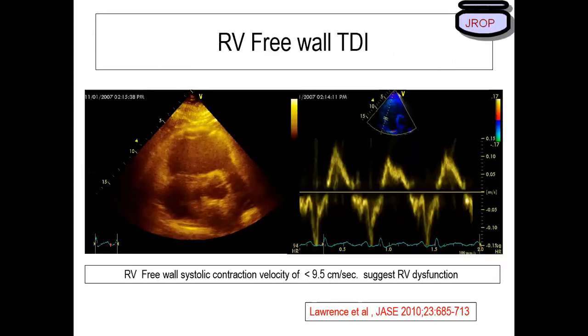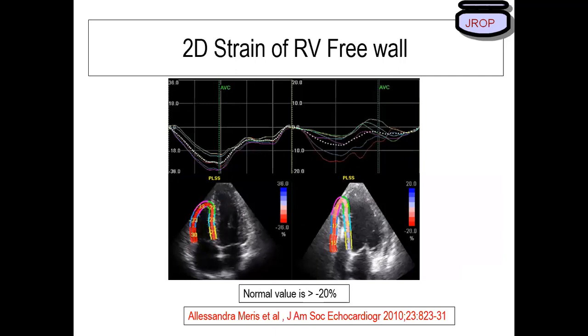Next is RV free wall TDI. I showed you RV free wall TDI. So these two functions are important to look for RV function.